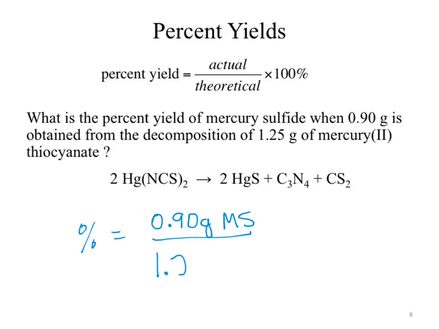I agree. Let's give that a shot. 1.25 grams mercury thiocyanate. Are those units the same? No. If you punch this into the calculator, you get the wrong answer because your units do not match. Okay? To get that theoretical yield, we have to convert that 1.25 grams of mercury thiocyanate into mercury sulfide.